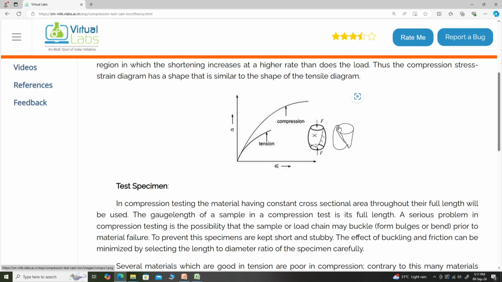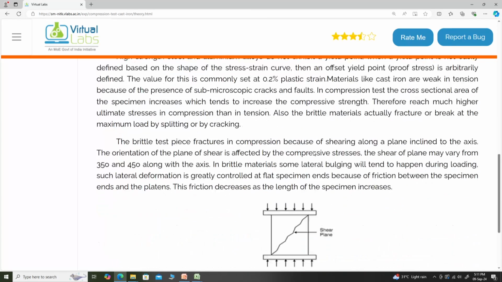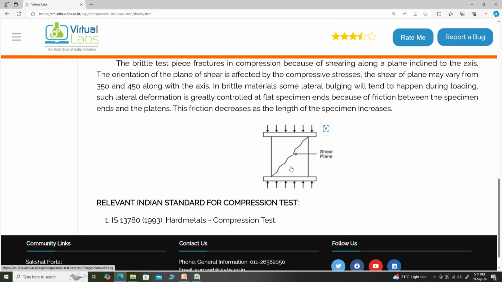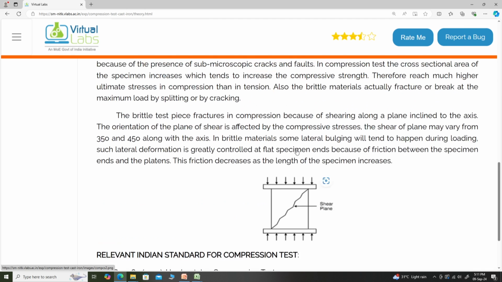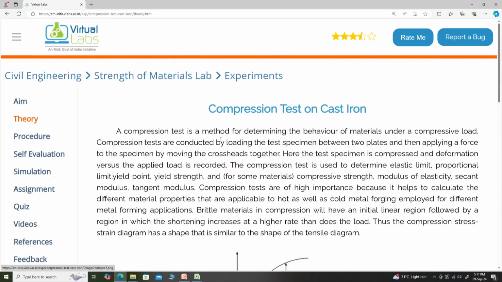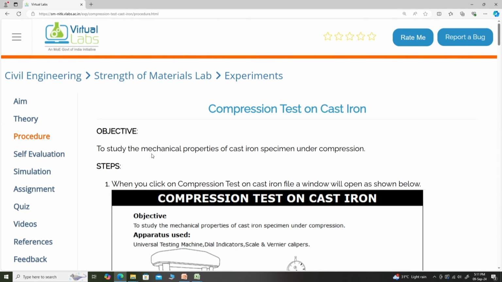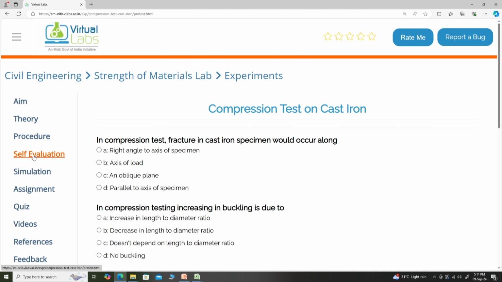This fracture, when the load is applied along a single line, that is along the axis, occurs at an angle of 45 degrees. You can see this is the shear plane where the fracture is. Now the procedure is similar to what we discussed. Let me first go through the questions so that we test our readiness for conducting the test.